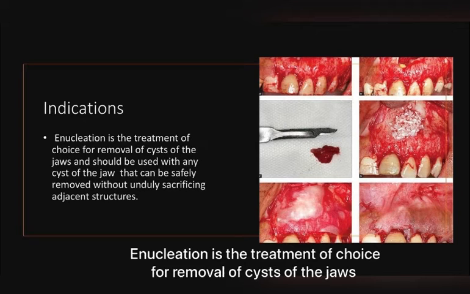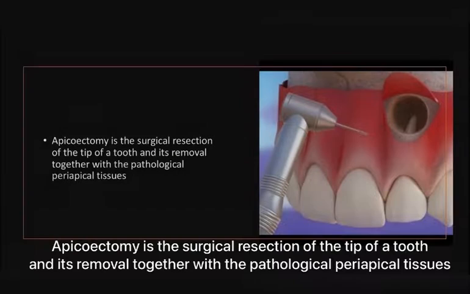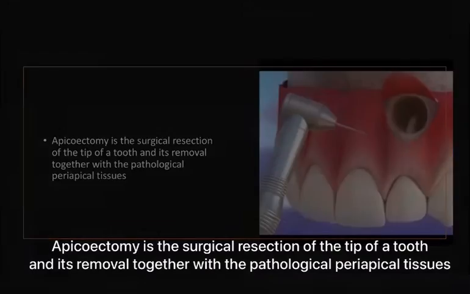Enucleation is the treatment of choice for removal of cyst of the jaws and should be used with any cyst of the jaws that can be safely removed without unduly sacrificing adjacent structures. Apicoectomy is the surgical resection of the tip of the tooth and its removal together with the pathological periapical tissues.